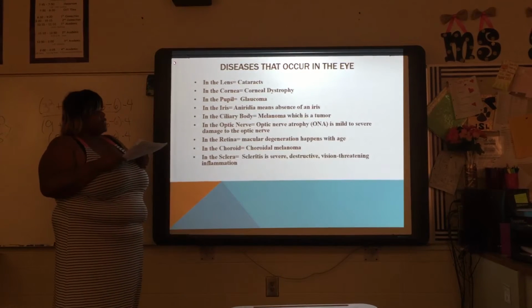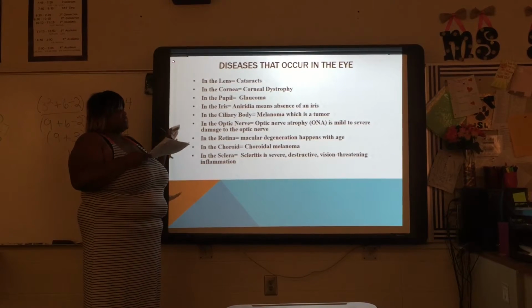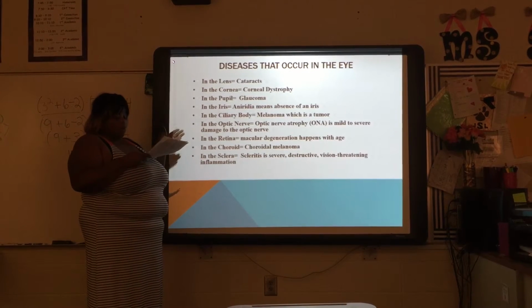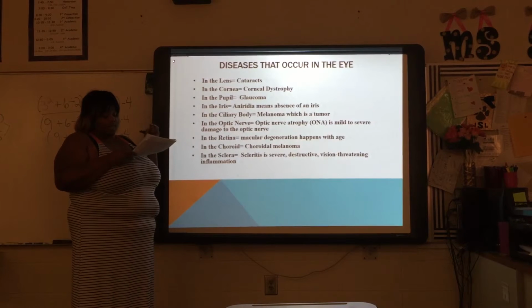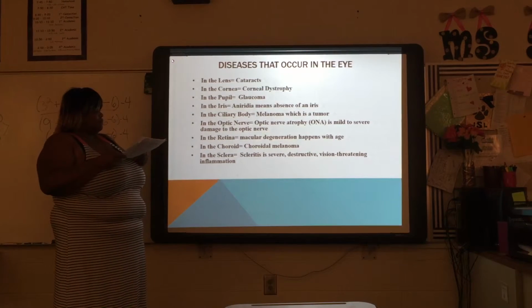In the ciliary body, you have melanoma, which is a tumor, and it doesn't just affect the ciliary body. It affects all parts of the eye. It can affect the choroid, the eyelids, the iris. It's something that spreads all over the eye.